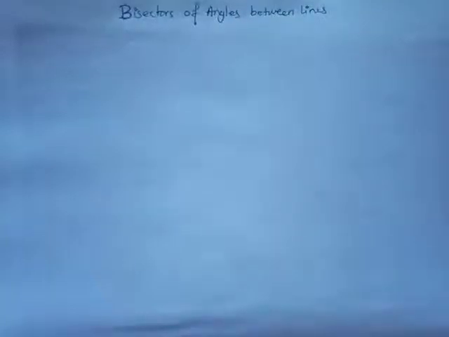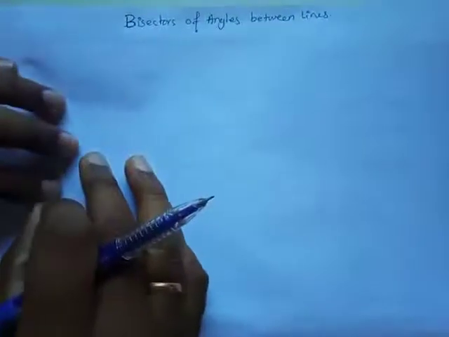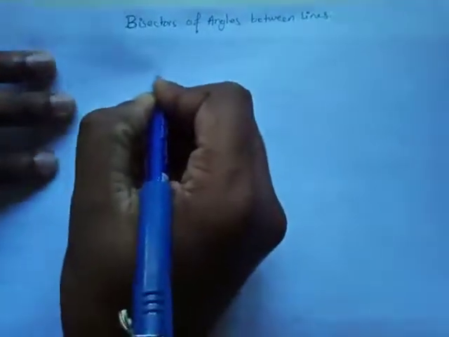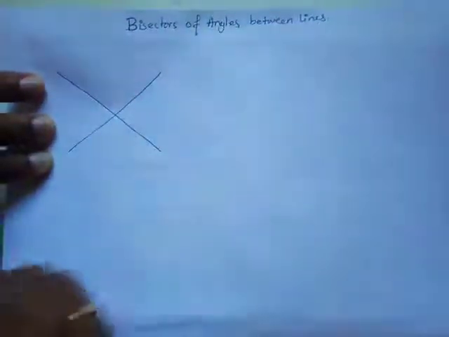Good morning, everyone. Today we'll be learning how to bisect angles between the lines, or how to form the equation of an angle bisector between the lines. I'll explain with the help of a figure. Bisector of angles between lines. So these are the two lines, line one and line two. Okay, these are the two lines.